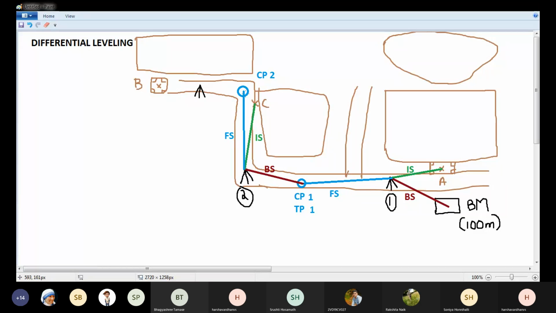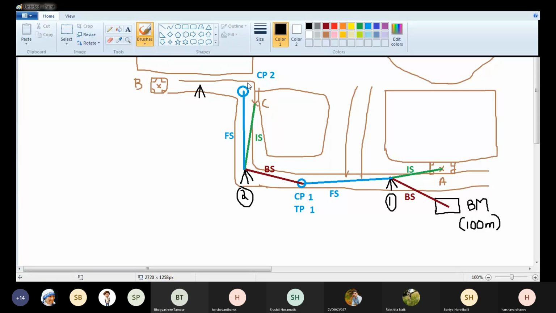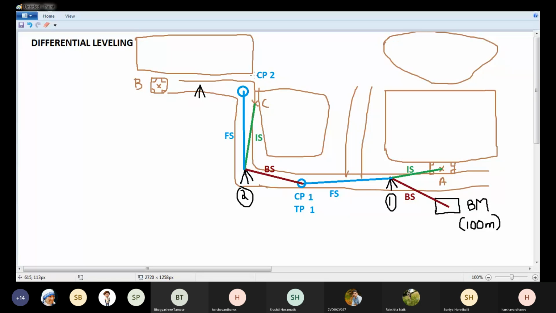Now, when I take the foresight, I can calculate the elevation of the change point. So after shifting the instrument, I know the elevation of the change point. So I will take a staff reading on the change point, and this particular staff reading will be backsight, because after taking the staff reading from instrument point 2 on the change point, I can calculate the elevation of the change point. And now after I have shifted the instrument, I already know the elevation of this change point. So this particular staff reading is backsight.